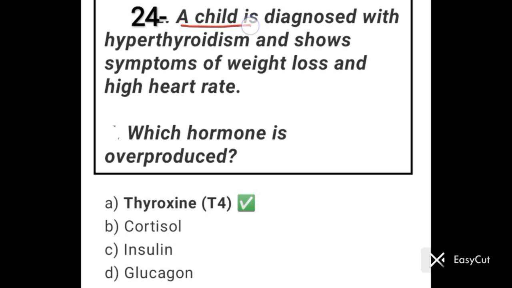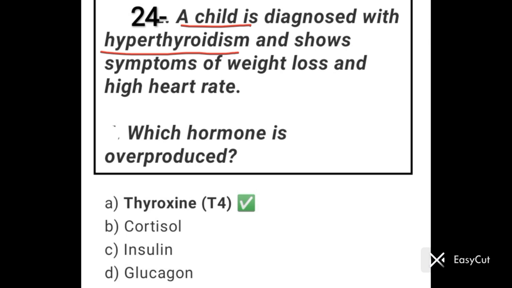एक child को hyperthyroidism diagnosed हुआ. Now what is hyperthyroidism? Hyperthyroidism is the condition when thyroid gland makes too much hormone, speeding up the body functions. It can cause weight loss, fast heartbeat, nervousness and sweating.